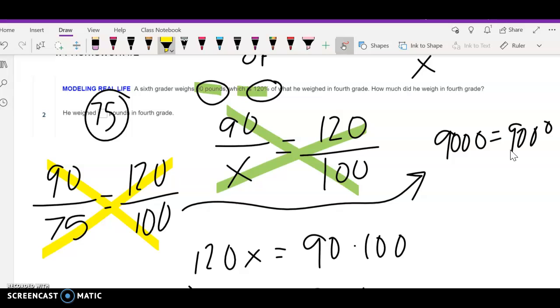I know they can take some time, but really think about it and think, does my answer make sense? We know it not only makes sense just logically with how we're thinking of, oh, well, they would obviously weigh less in 4th grade than they did in 6th grade. And it seems like about the right number, but then we were also able to double check it and confirm that it was the right number. So there we go. The answer would be 75 pounds.